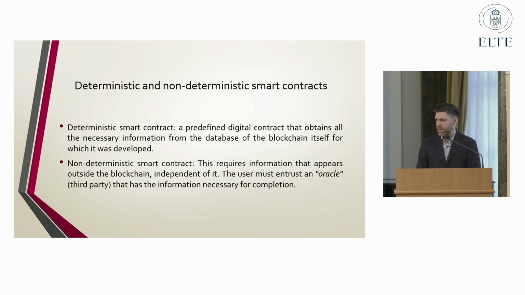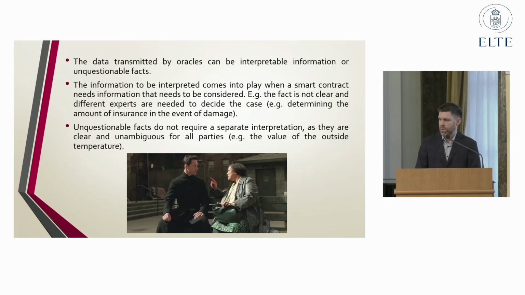We can talk about deterministic and non-deterministic smart contracts. Deterministic smart contracts are predefined digital contracts that obtain all the necessary information from the database of the blockchain itself for which they are developed. On the other hand, non-deterministic smart contracts are used when some information is required that appears outside the blockchain, so it's independent of it. In this case, the users must entrust the so-called oracle, a third party that has the information necessary for completion. The data transmitted by oracles can be interpretable information or unquestionable facts.